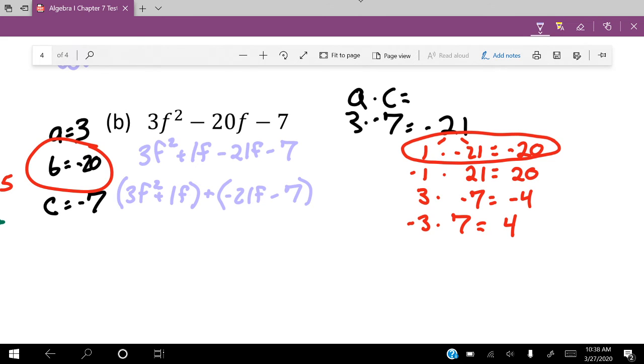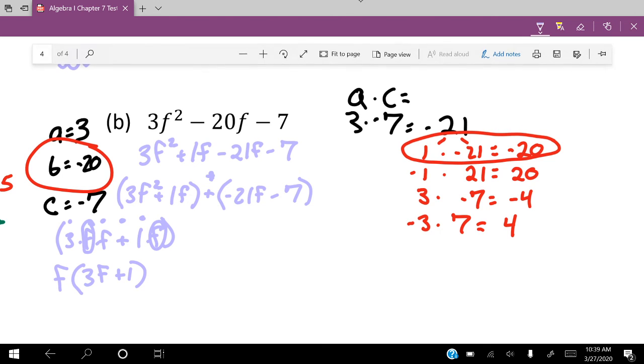And the reason I'm doing that is because I always like to have a plus right in the center, all right? So let's go ahead and find what these have in common. Well, 3f squared can only be broken down to 3 times f times f. 1f can only be broken down to 1 times f. What do they have in common? They have 1f each. So we're just going to pull an f out and write what they have left over. They left over 3f plus 1.